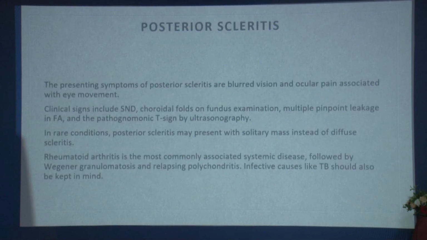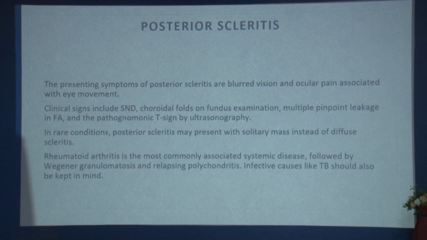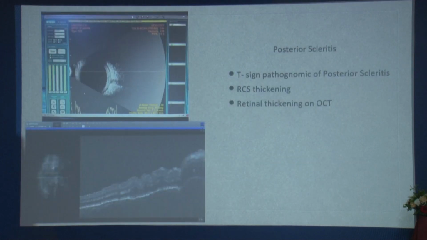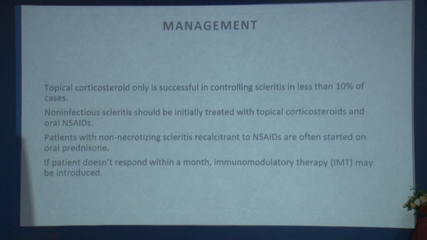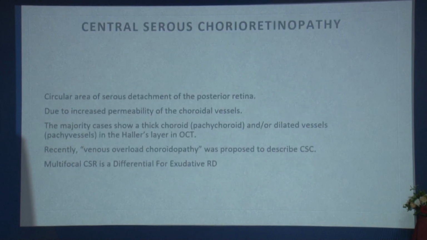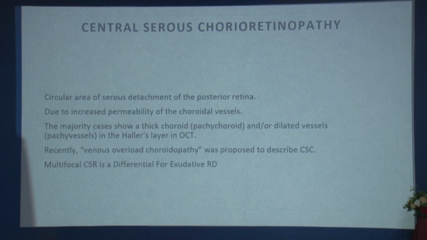Posterior scleritis comes in the differential diagnosis. Here, mostly the patient will have pain, and though the fluorescein angiogram remains almost the same, sometimes you may not see any leak at all on the fluorescein angiogram, but then you will find the classic T sign in the B scan. Management, again, you have to find out whether it is infectious or inflammatory, and then depending on that cause, you will need to treat.